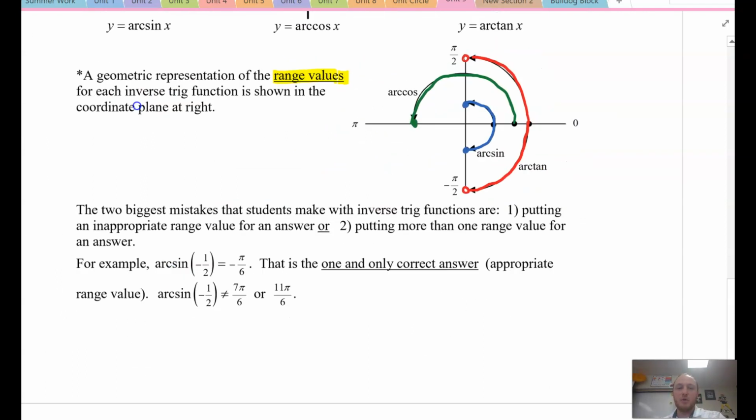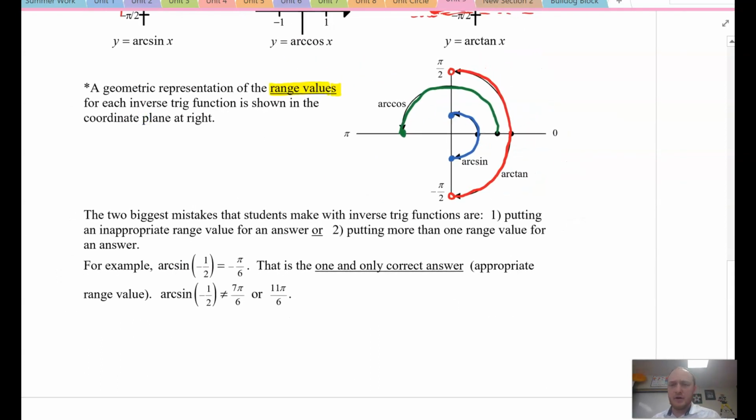All right, so what are some of the mistakes that you can try to avoid? Well, the first one is make sure that you know your range values. Do not put an inappropriate range value for an answer or put more than one.